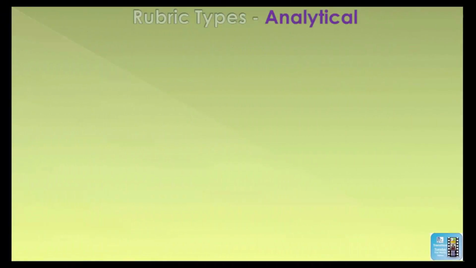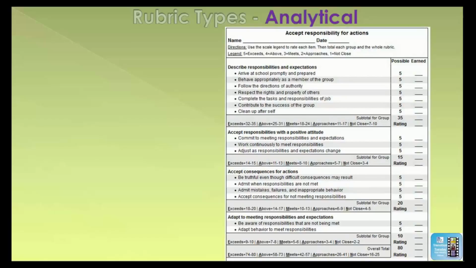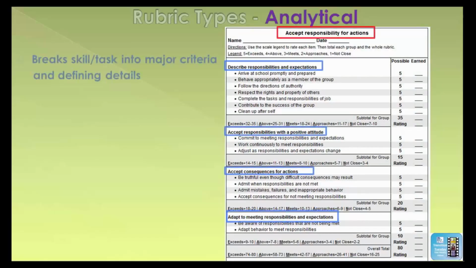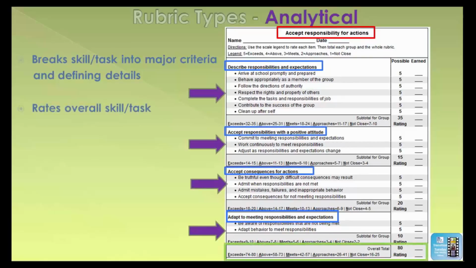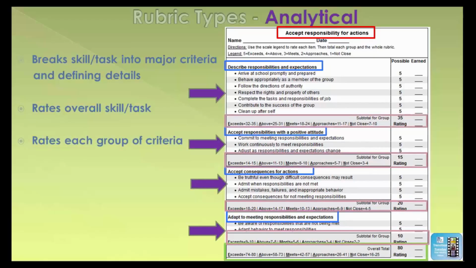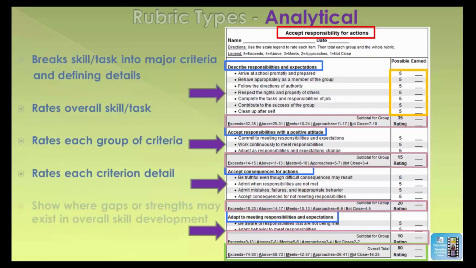Another rubric type or format is an analytical rubric. The analytical rubric breaks the skill or task into major criteria and defining details. It rates the overall skill or task. It can rate each group of the criteria, and it rates each criterion detail. It also shows where gaps or strengths may exist in overall skill development.